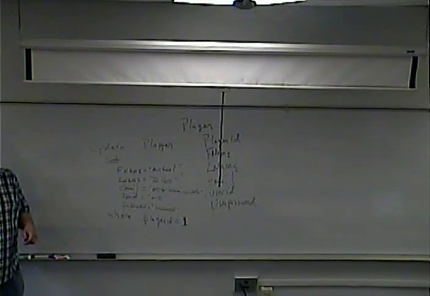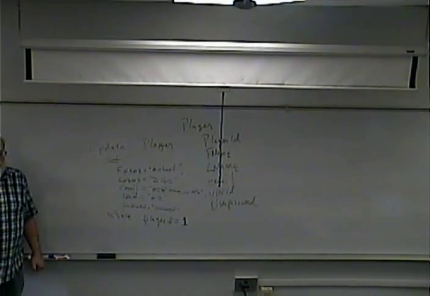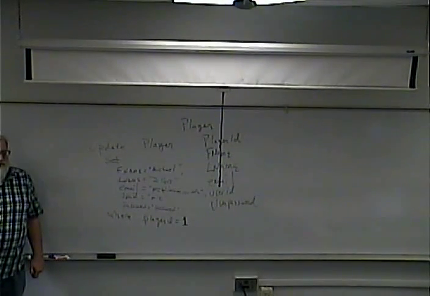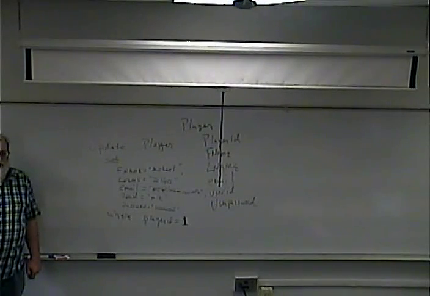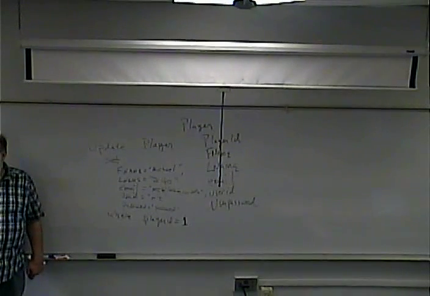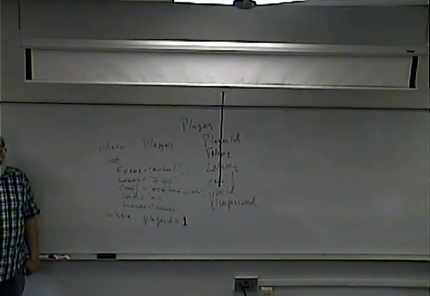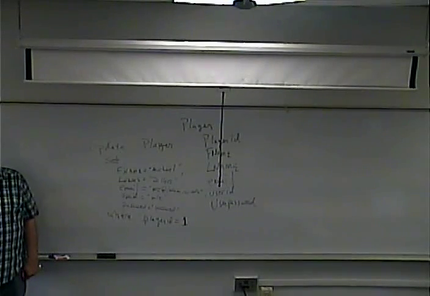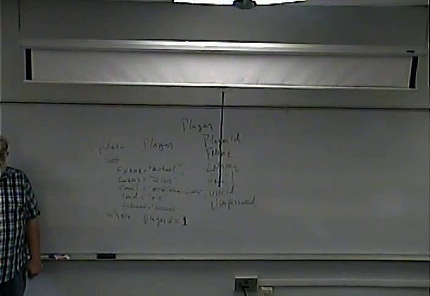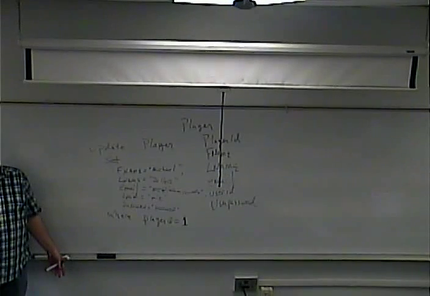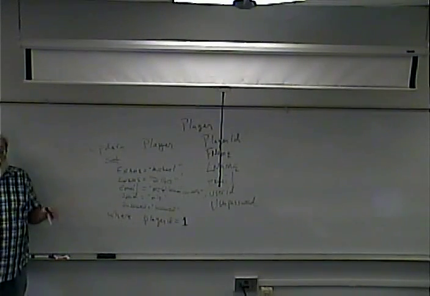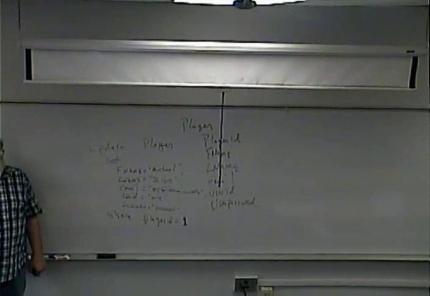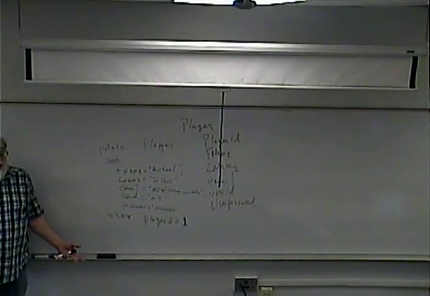What if there is no person with a player ID of 1? Does that give an error? Actually, no, it doesn't. It thinks it did its job. It says, yep, I went and updated everyone whose player ID is 1. Well, of course, there isn't anyone who has a player ID of 1, so I didn't update anyone. But that, strictly speaking, is not an error. If I say update and this does not match anyone, it's not an error, it just won't update anyone.